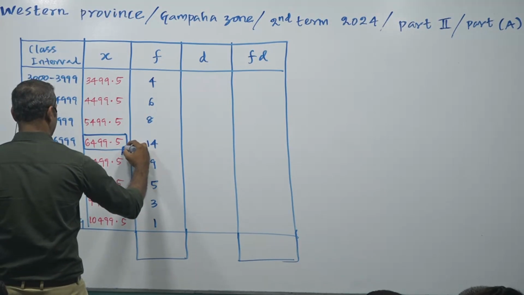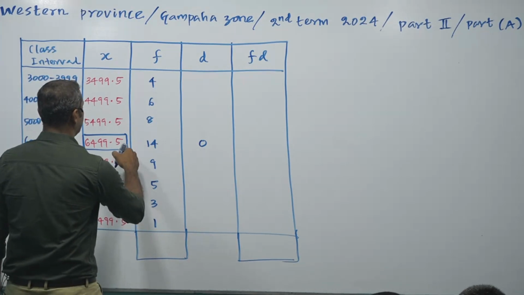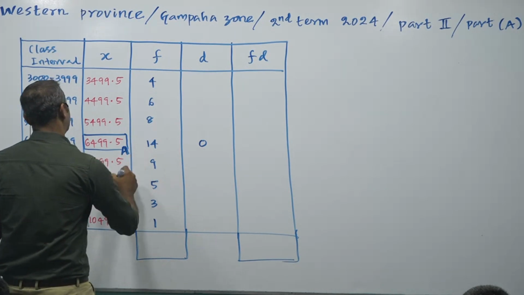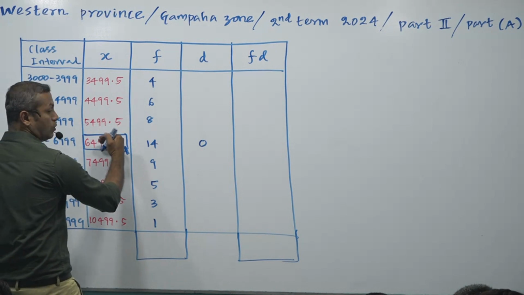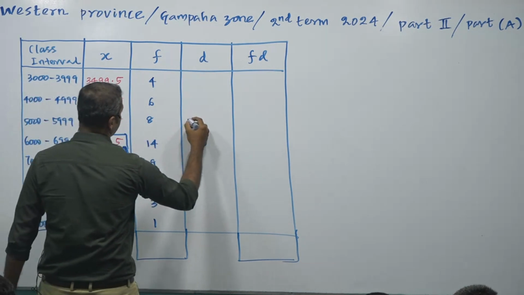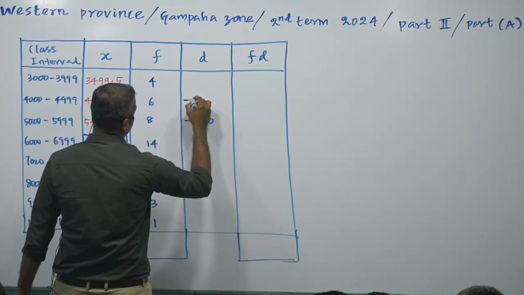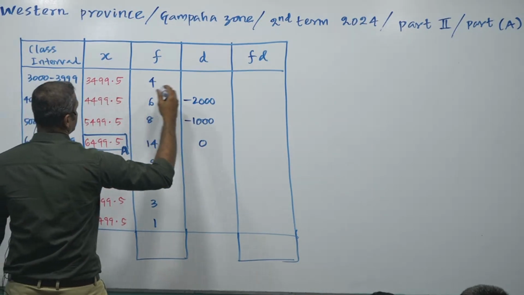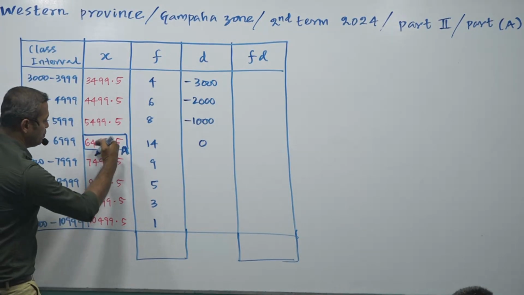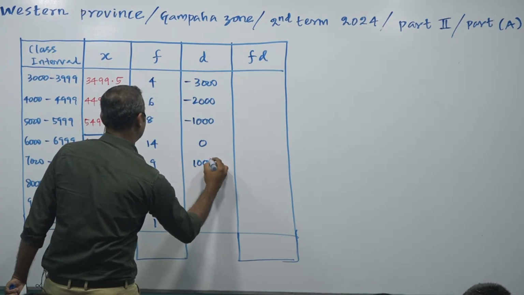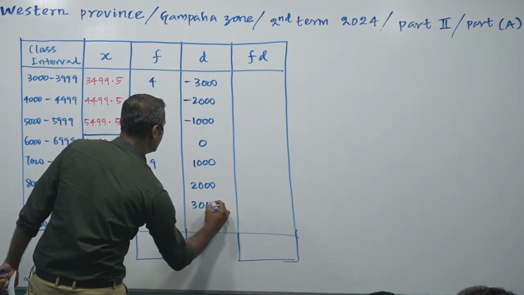Then beside that you write 0. You know the method, right? This is the assumed mean, and you write 0 beside that. And see how much less is this? 1000 less, less means minus 1000. How much less is this? Minus 2000. Then minus 3000. And see how much more is this? 1000 more, plus 1000. Then 2000, then 3000, 4000.